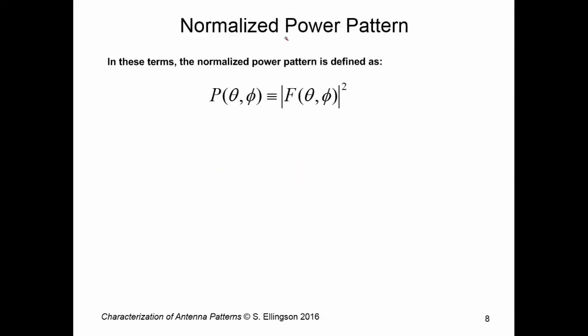Now the normalized power pattern. In terms of the field pattern, the normalized power pattern is simply the square of the magnitude of the field pattern. So, for example, you will note that this has voltage-like units, right? Not voltage units, but voltage-like units. And if we square that, then we get power-like units. Again, this is actually unitless, but it's the normalized power.